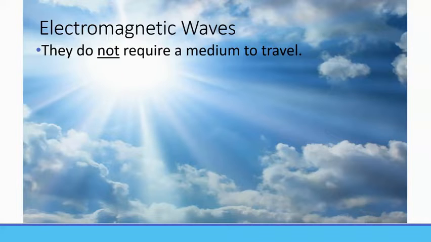Sound waves have to have something in between the thing making the sound and the thing receiving the sound that it can vibrate, and that's how the energy travels back and forth. But with electromagnetic waves, they don't have to have something in between. That's why light from the sun can go through the empty space between the sun and Earth and still reach us.